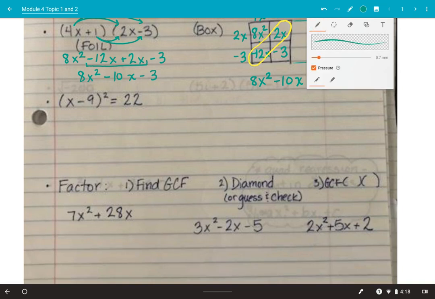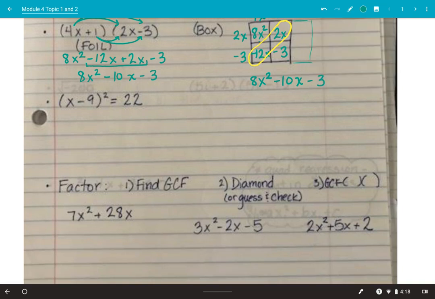So what we want to do is we want to get rid of the square. So we're going to take the square root of both sides. And whenever we take the square root, we're always going to put a plus or minus by this. So we're going to get x minus 9, because the square and the square root cancel each other out, equals plus or minus square root of 22.